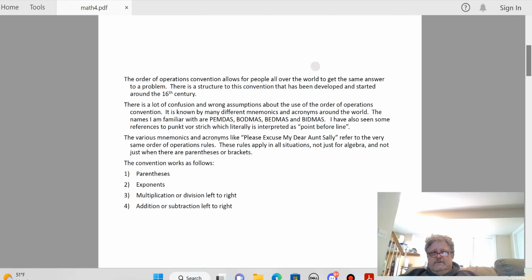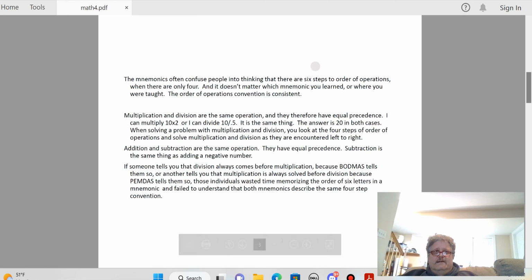Number one, you work anything that's inside parentheses. Number two, exponents. Number three, multiplication or division, left to right. Then it's addition or subtraction, left to right. And like I said, the mnemonics often confuse people into thinking there are 6 letters or 6 steps to order of operations, but there's actually only 4.